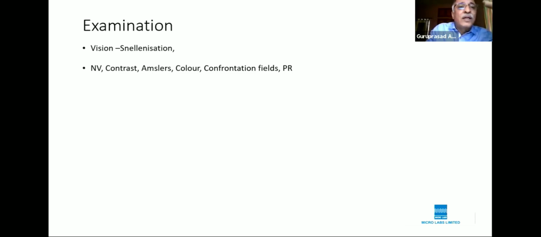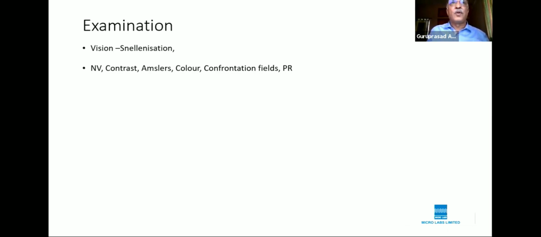You have to make the patient read the second line, and then it becomes accurate. So Snellization is what I call it, not finger counting at 2 meters or 3 meters. You have to ask the patient to read letters or alphabets or numbers. So near vision is important.